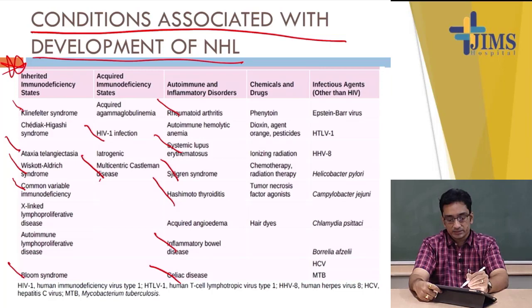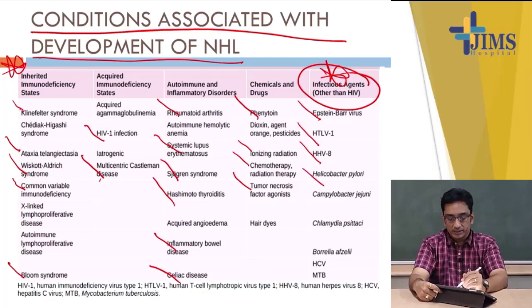Chemicals and drugs, very important: phenytoin, TNF agonists, radiation and chemotherapy. Infectious agents, these are very important: EBV, HTLV1, HHV8, H. pylori, Campylobacter jejuni, Chlamydia psittaci, Borrelia especially, HCV, HIV.